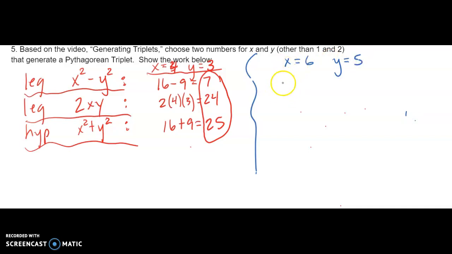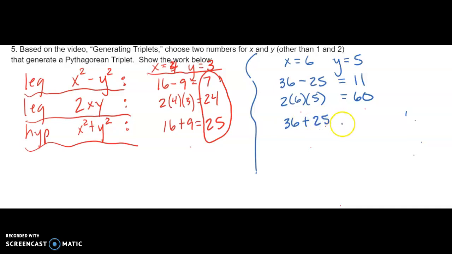All right, one of the legs is x squared, so that's 36, minus y squared, that's 25. So that gives me 11 for one of the sides. 2 times x times y gives me 2 times 30, which is 60. And then x squared plus y squared gives me 61. So while it may not be a common one, 11, 60, and 61 is another Pythagorean triple.